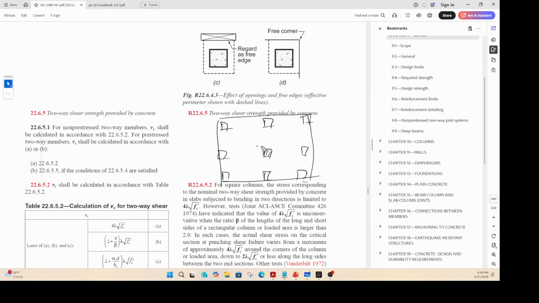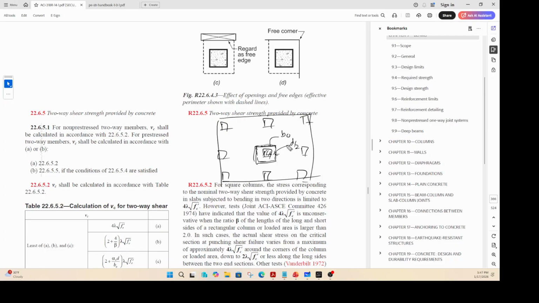We talked about it in detail in other sections. It happens in a region which is d by 2. The distance between these two things is d by 2 from the face of the support, and the perimeter of that critical perimeter of this line here is b naught.